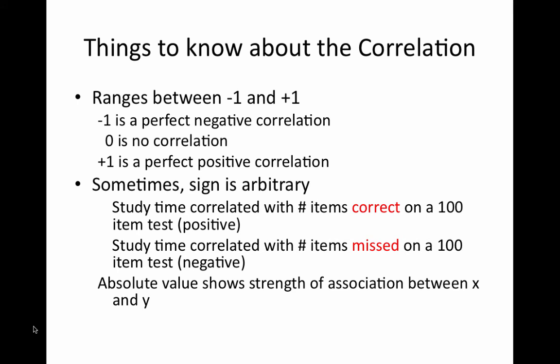Things to know about correlations. They range from -1 to +1. -1 is a perfect negative correlation, 0 is no correlation, and +1 is a perfect positive correlation. Sometimes the sign is arbitrary. Study time correlated with the number of items correct on a 100-item test: positive. Study time correlated with the number of items missed on a 100-item test: negative. Absolute r values show strength of association between x and y.